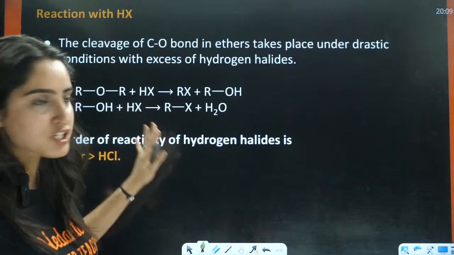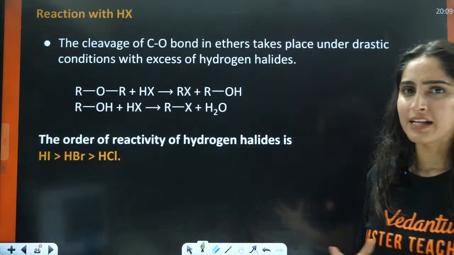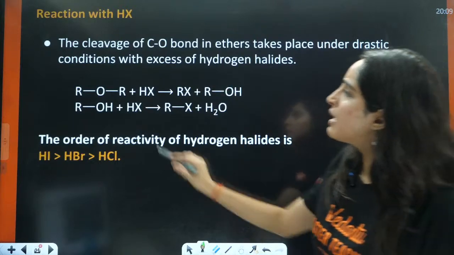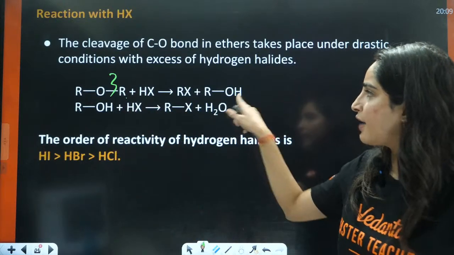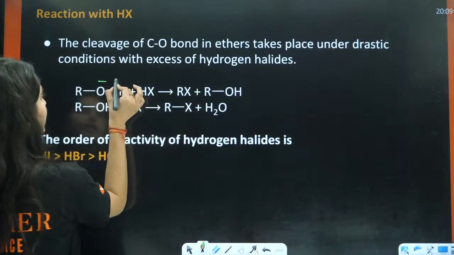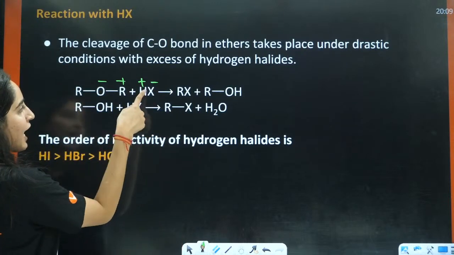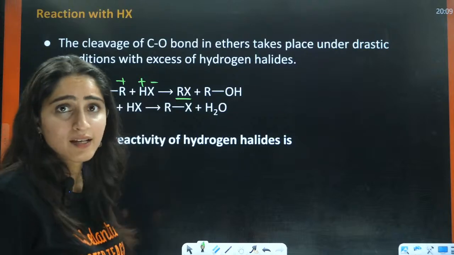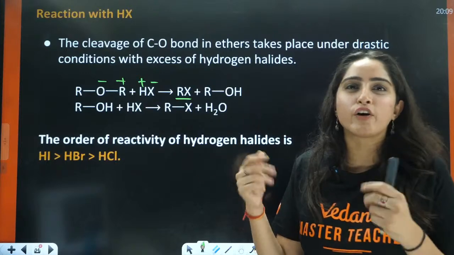Now the next reaction, an important reaction, is reaction with HX, right? So how is it going to react with HX? You can just simply say, ma'am, it is very easy. How is it very easy? You will say, ma'am, break this bond, right? What they have done, they have attached H over here, and they have replaced R. For example, it's like this. This is negative, positive, positive, negative. To this negative attach this positive, it is ROH. To this positive attach this negative, this is RX, right? Now understand one thing. Because it is a symmetrical ether, it is very easy for me to say this.